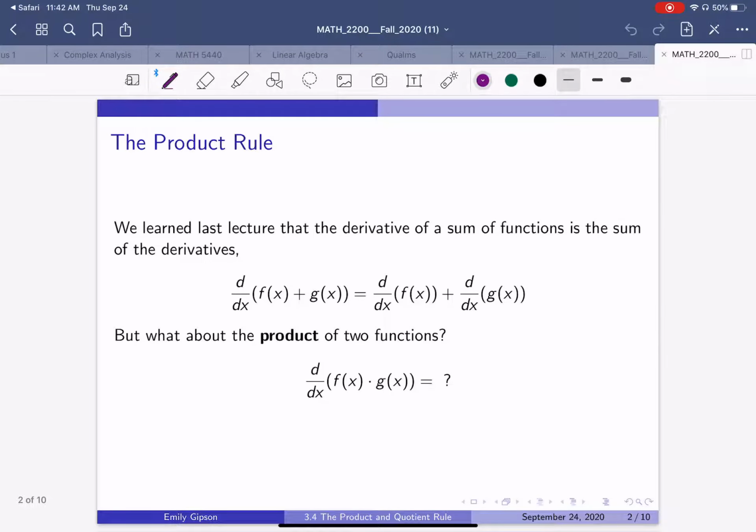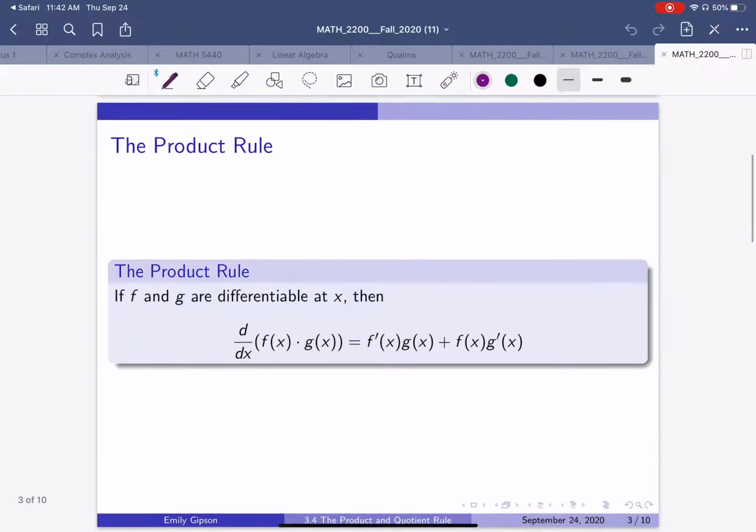So we already saw that the derivative of a sum of functions is the sum of the derivatives. That is, d/dx of f(x) plus g(x) is equal to d/dx of f(x) plus d/dx of g(x). But what about the product of two functions, d/dx of f(x) times g(x)? What is the derivative then?